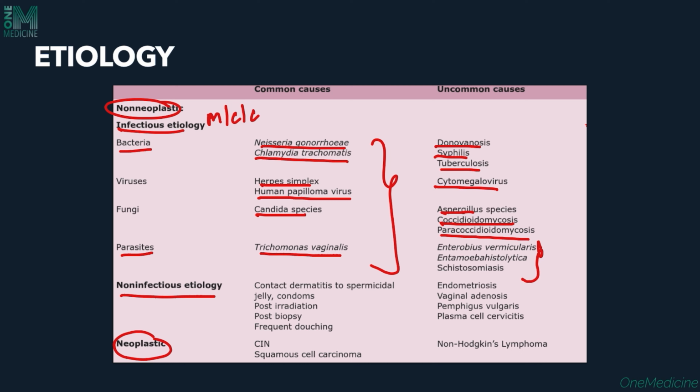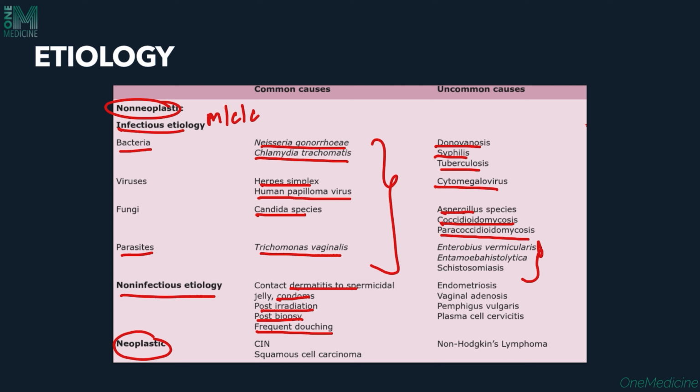The non-infectious etiology, the common ones being contact dermatitis to spermicidal jellies and to condoms, if the patient is allergic to condoms. Post irradiation, post biopsy, and frequent douching can also cause cervicitis. Frequent douching will affect the vaginal epithelium and the pH of the vagina and the cervix as well, and that's why it can predispose the patient to cervicitis.